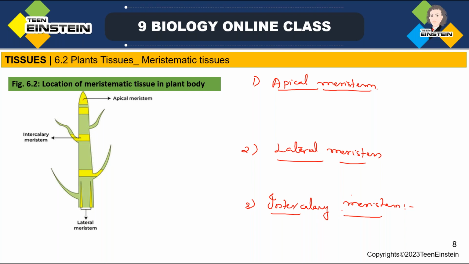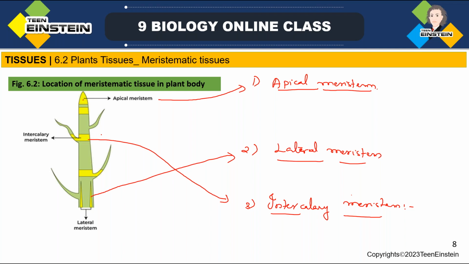Here you can see the position in this figure. This is the apical meristem, the position in the growing tips. Then the intercalary meristem, here it is, and the lateral meristem you can see here. This diagram is just to mark, so it will be easy to write with the help of this diagram.